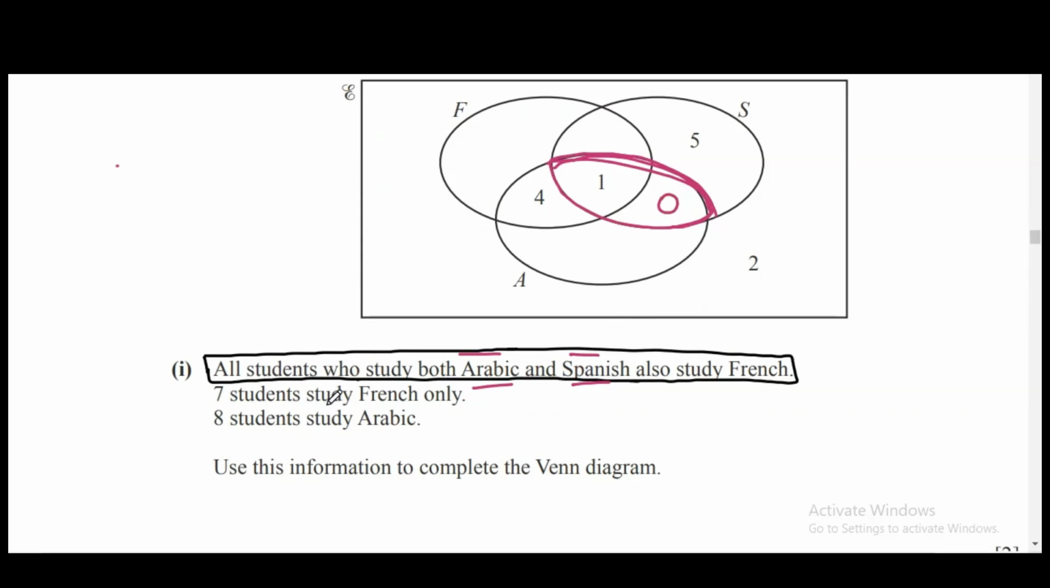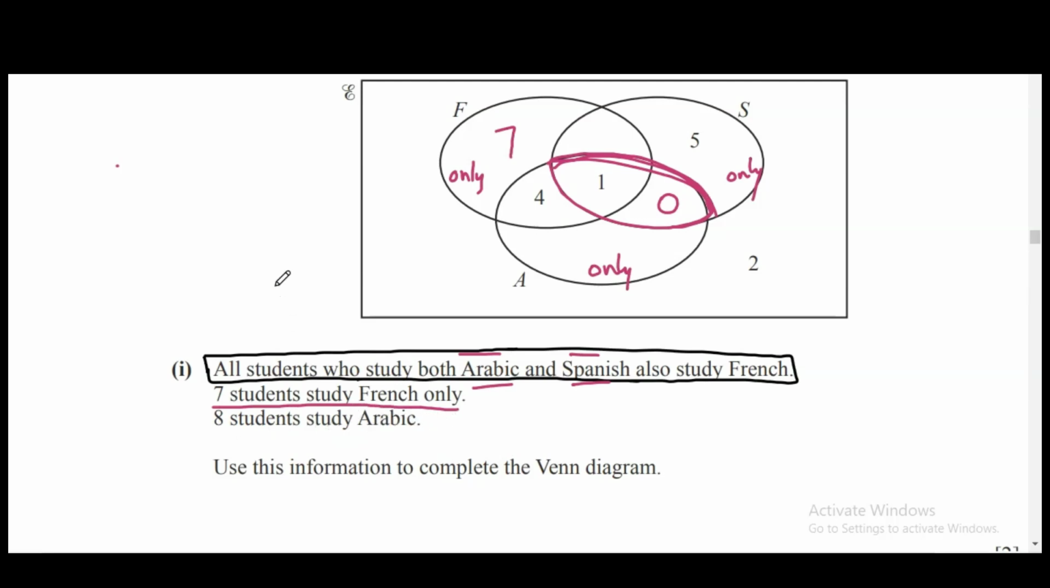Now, 7 students study French only. Be careful, 7 is only. This is the only region here. So we write 7 here. And 8 students study Arabic. Be careful, only is missing here.